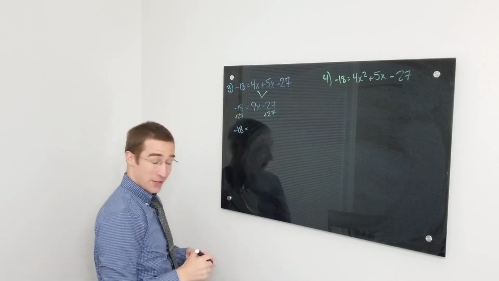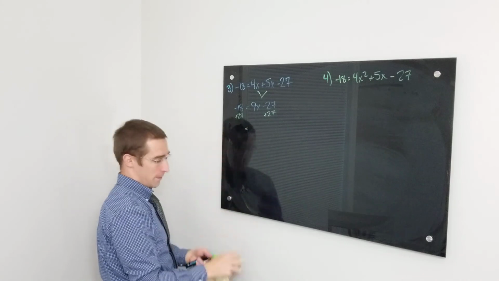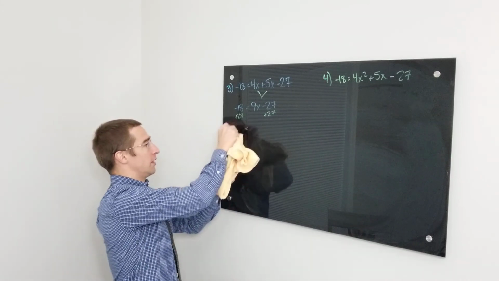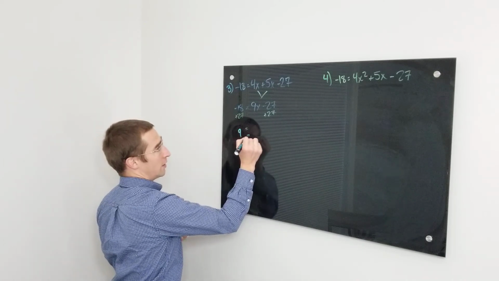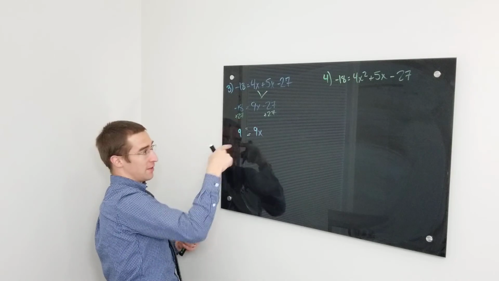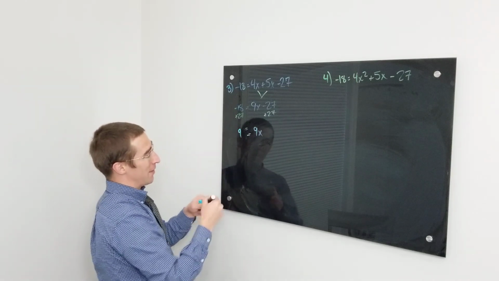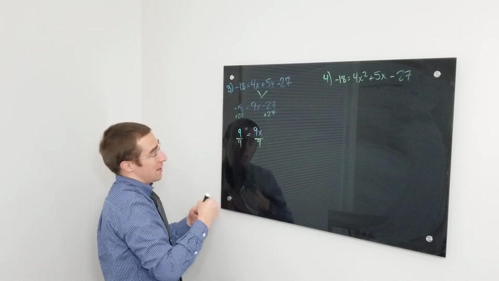Oh my goodness, I don't have negative 18. I have positive 9. Sorry, positive 9 equals 9x, because negative 18 and 27 give us 9. And then divide by 9, divide by 9. X equals 1. And that's it. X equals 1.